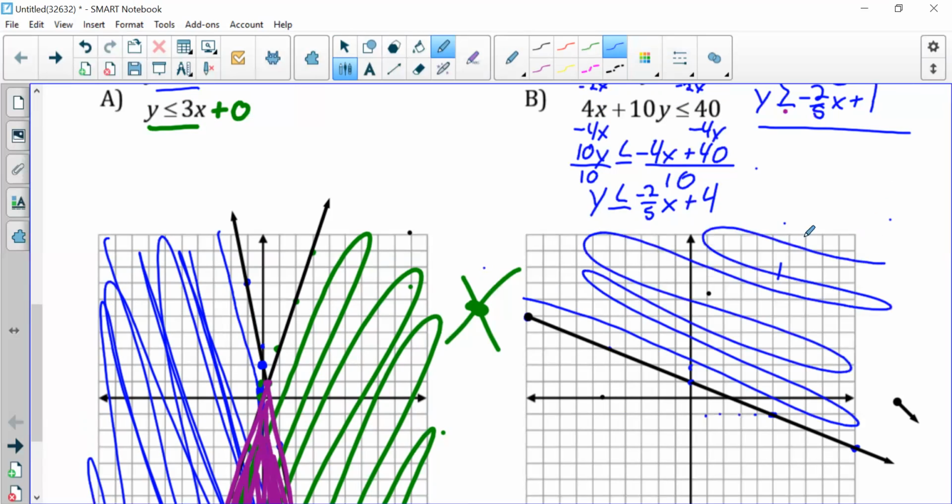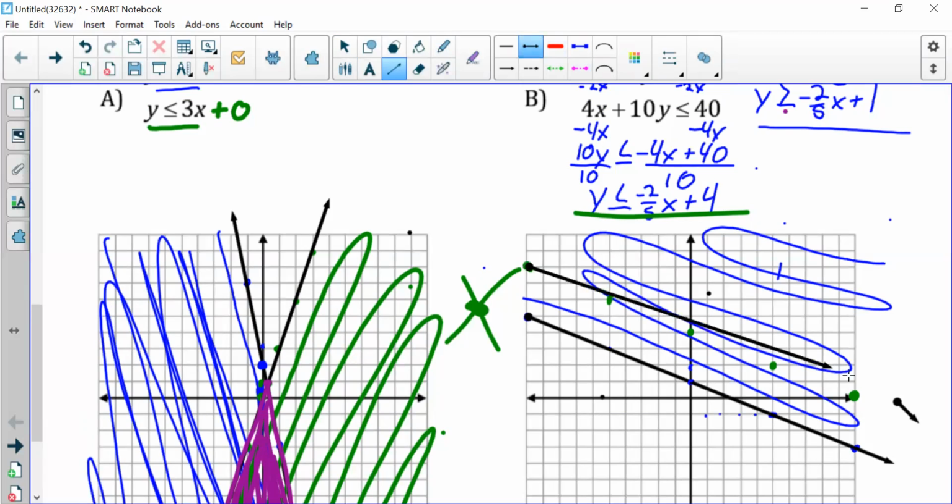All right, next I have, and we're going to grab green for this, y is less than or equal to negative 2/5 x plus 4. So let's find 4. 1, 2, 3, 4. My slope is negative 2/5. Down 2 and right 5. Back to my y-intercept, up 2 and left 5. Grab my handy dandy line tool, and we'll draw a line.